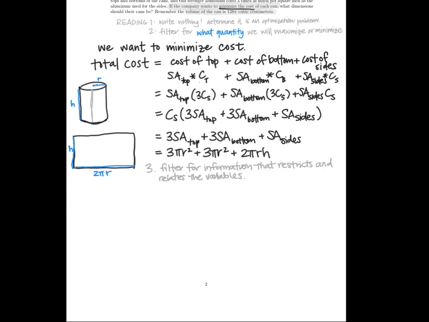All right. I put that in for filter for information that restricts and relates the variables, and what we honed in on is that the volume of the can is 128 pi cubic centimeters. Now this is like a mess of a problem that definitely didn't make it by a copy editor. So I'm going to change one thing about it, like as the person in charge of this walkthrough, you would not see this happening on an exam question. You would not be put in a position where you would need to do this on an exam question. And if you feel like you are, you should always raise your hand.